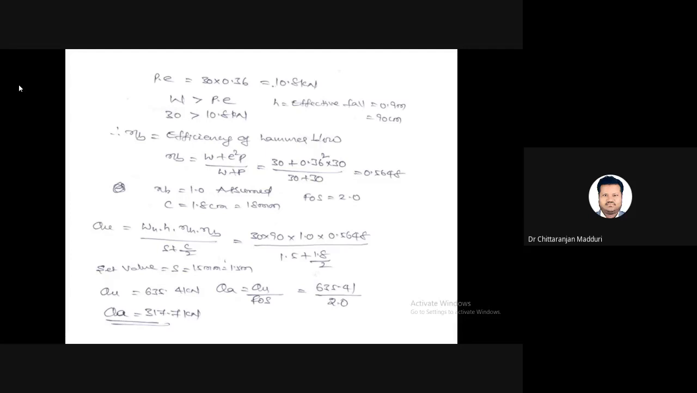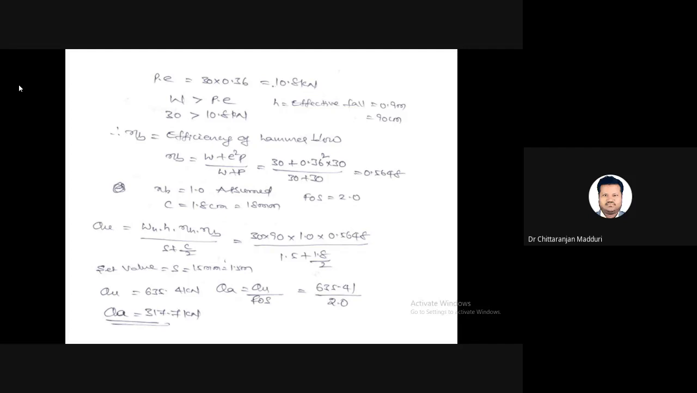So P times E equal to 30 into 0.36, 10.8 kilonewtons. Weight of hammer equal to 30 kilonewtons. So weight of hammer is greater than PE. So efficiency of hammer blow is given by W plus E square P by W plus P, where E is known as coefficient of restitution, P is known as weight of pile, W is known as weight of hammer. So we will get efficiency of hammer blow equal to 0.5648.